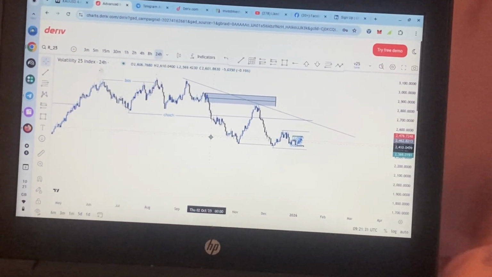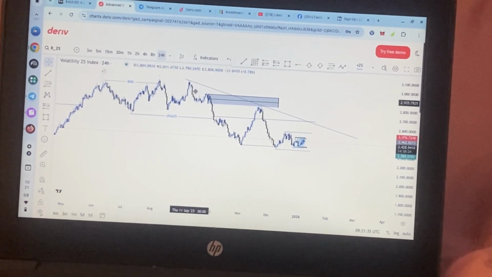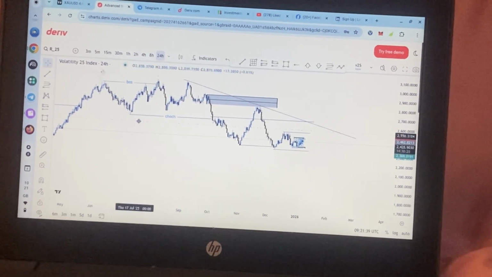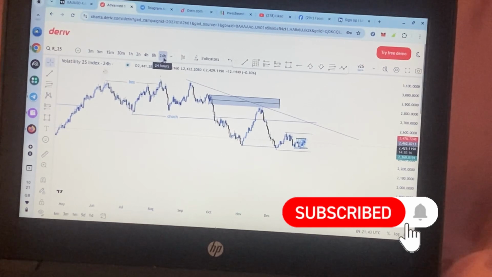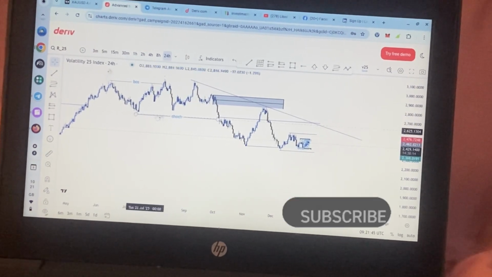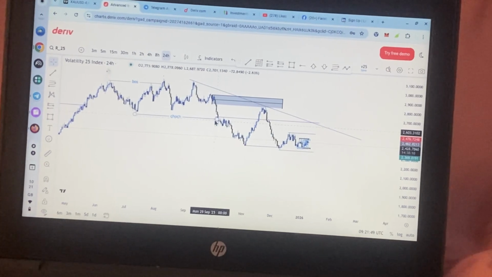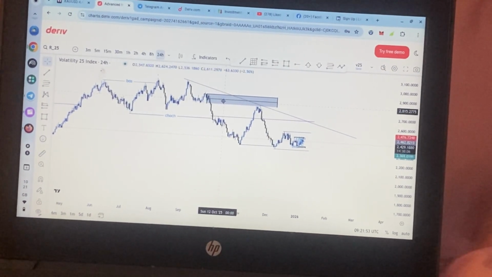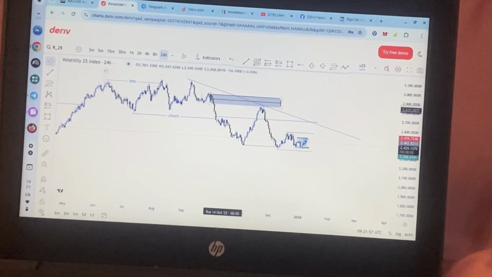V25 index. If you look at this place, you see that the trend is downtrend, and we have break of structure. We are in daily time frame now. We have this break of structure. So if you want to look at the origin that caused this break of structure, you will see that this is the origin that caused this break of structure, and price has tapped into it, then dropped.